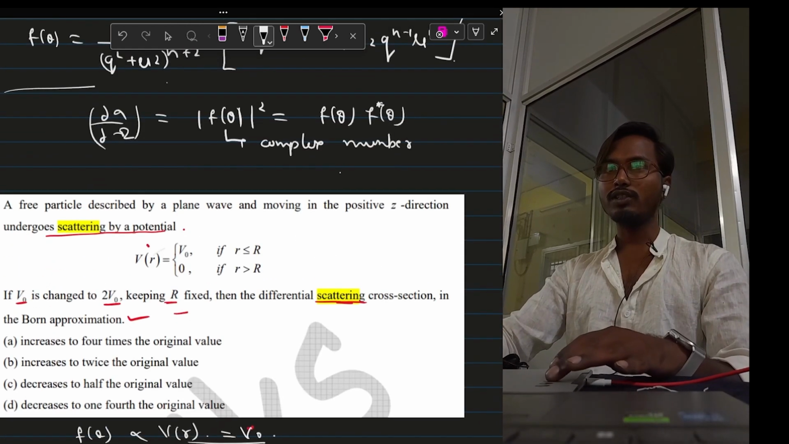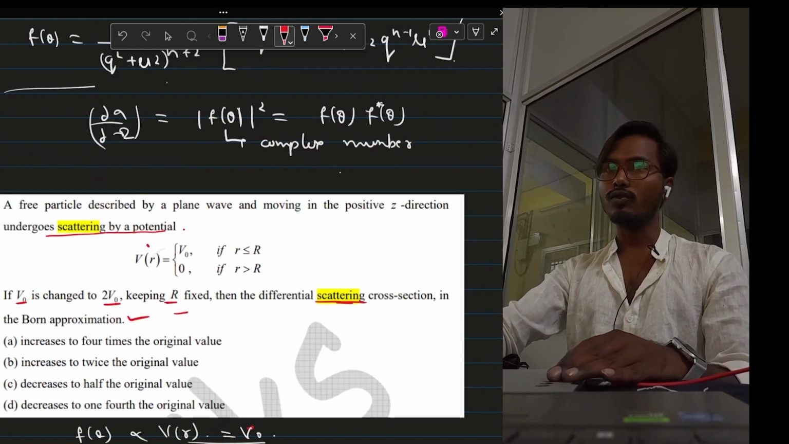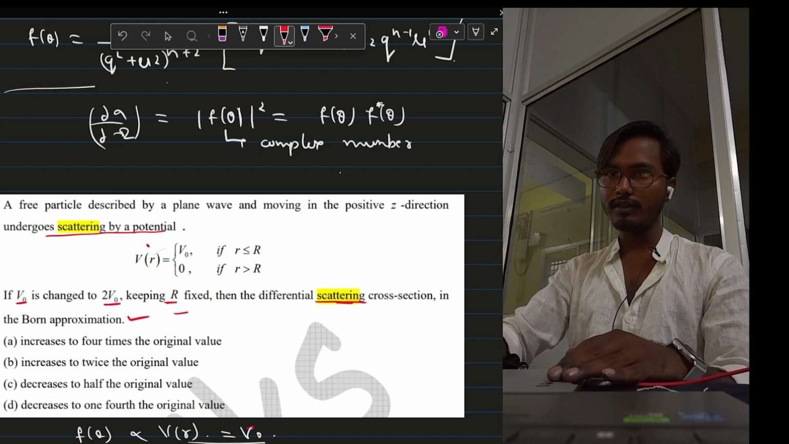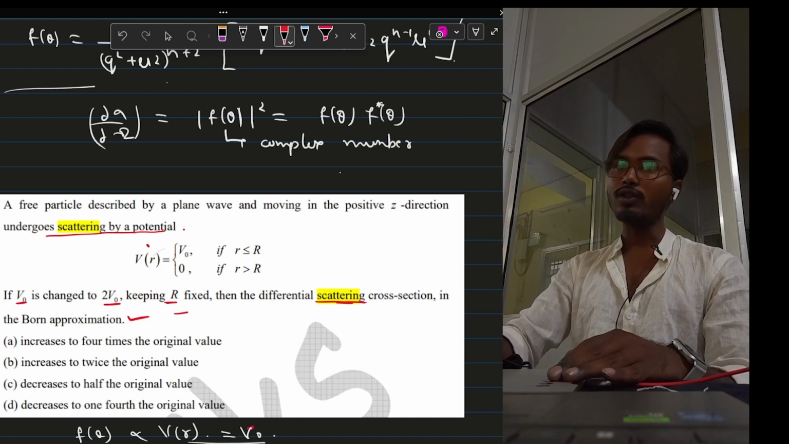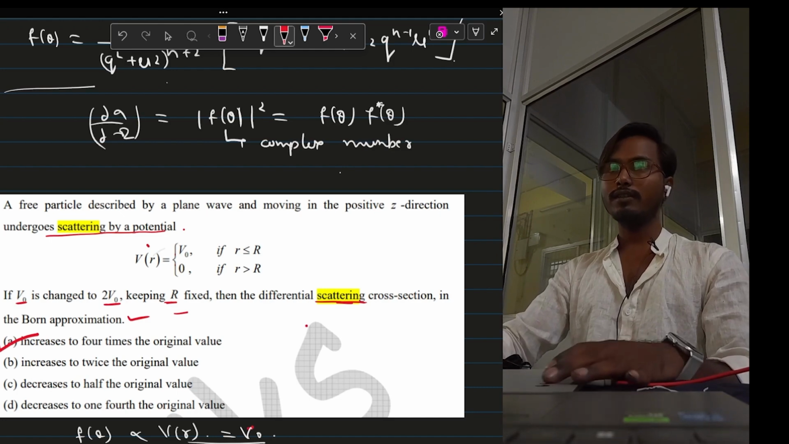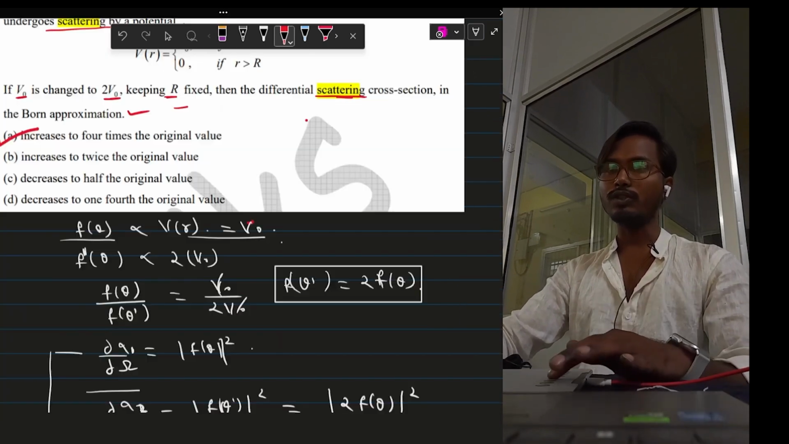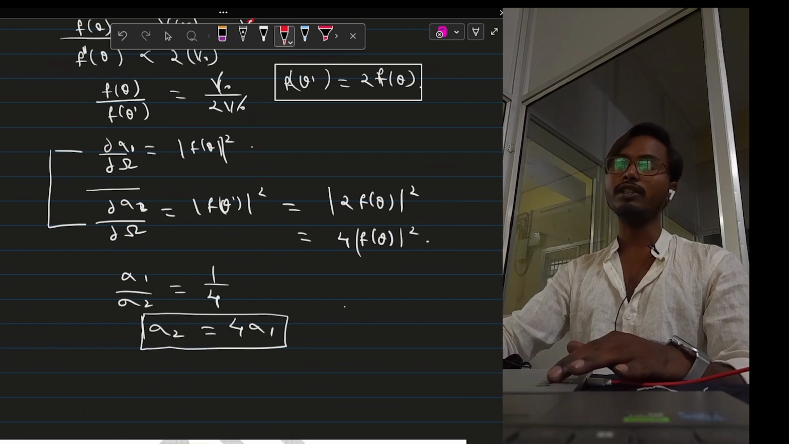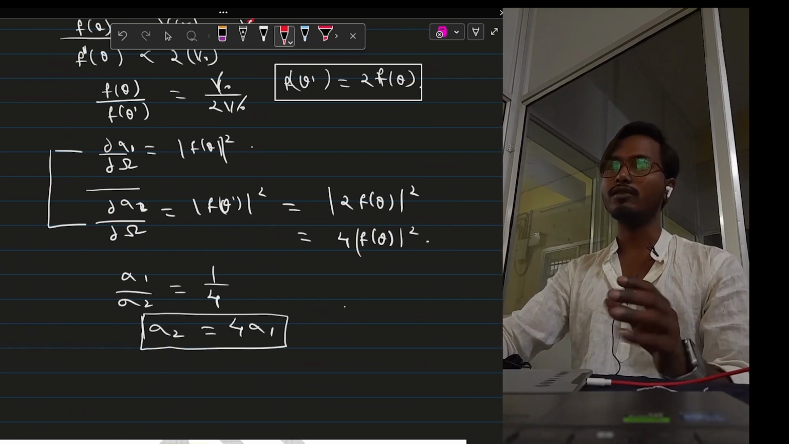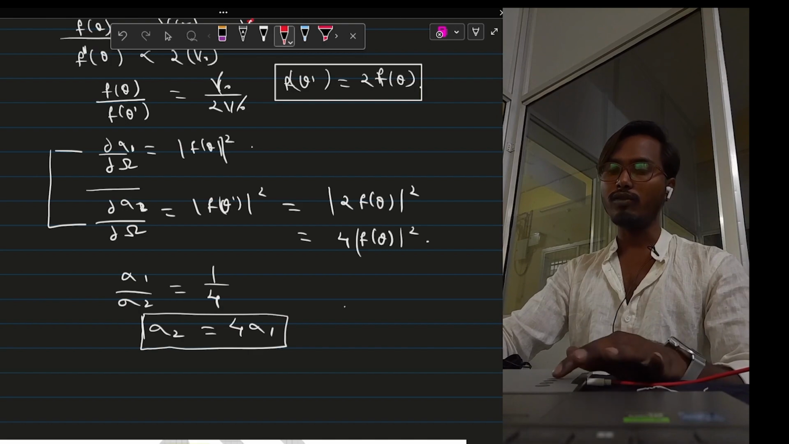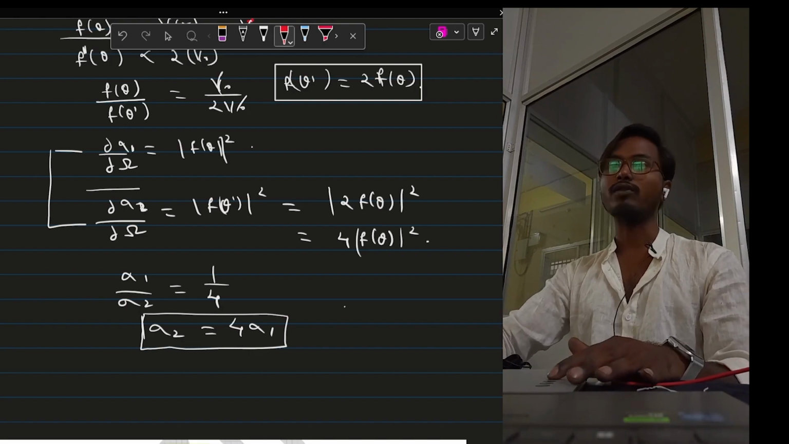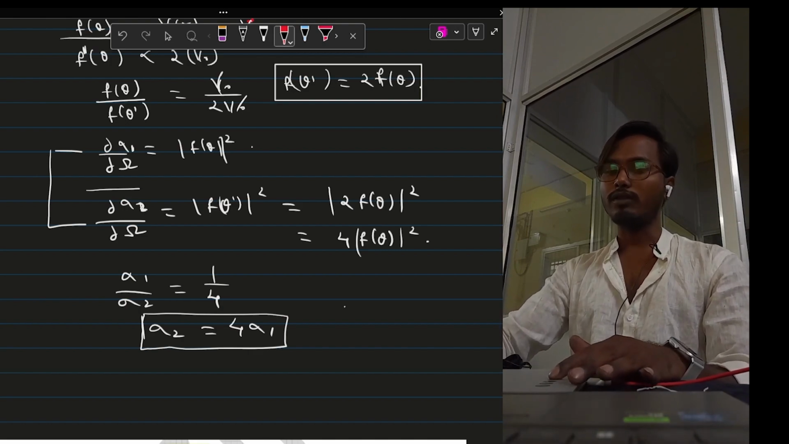So let us see the options. In option 1, increases to 4 times the original value is correct. This problem was of very easy nature. If you know the relations, you can solve it. It didn't require any lengthy or complex concepts.